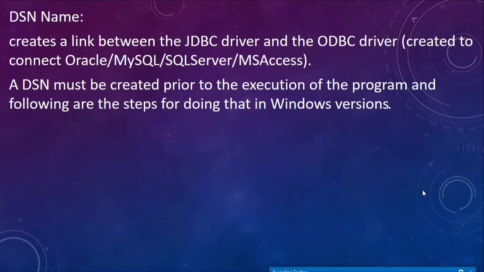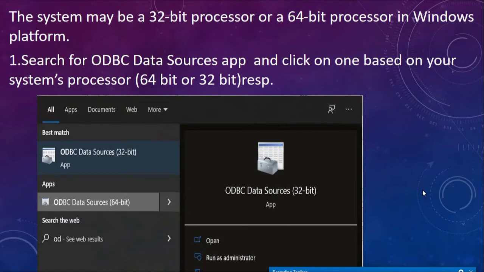Now what we are going to see next is how to create DSN. Assuming that we are using Windows, we will see the steps to configure DSN. Your system may be a 32-bit or 64-bit processor, you can find that out. Then you can search for the ODBC data sources app.